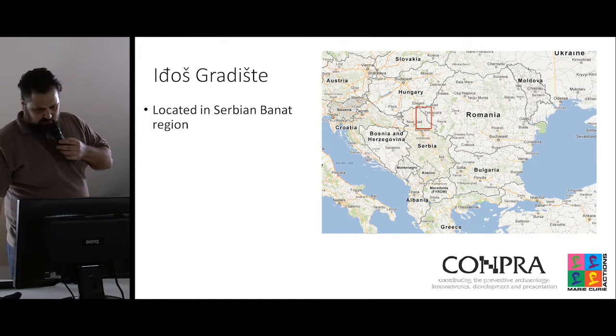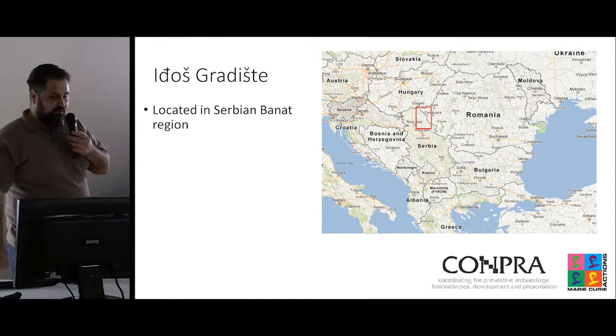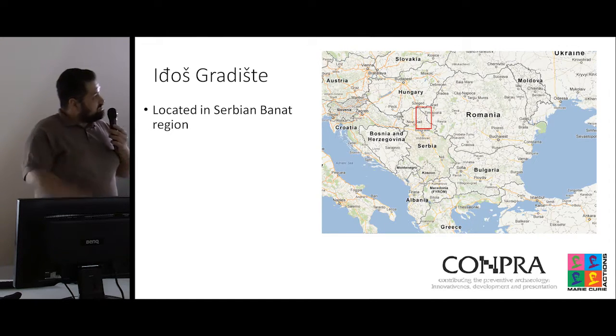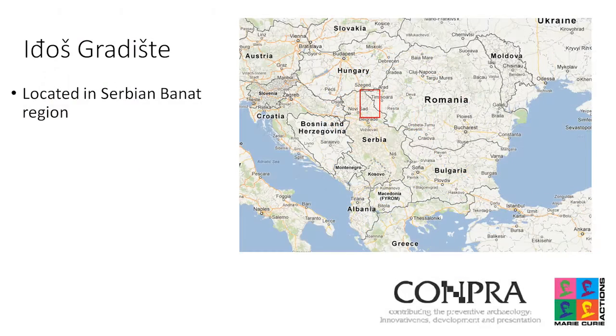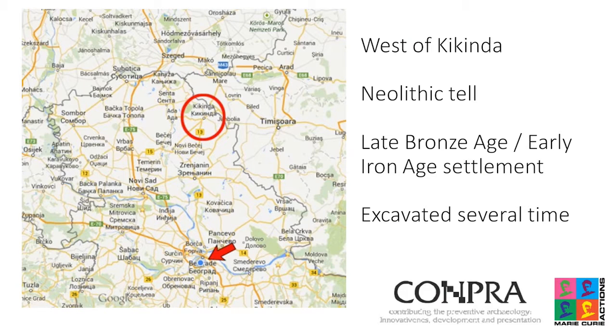Now I'm going to move to the site that we are excavating and show you a few examples of what we're dealing with. So Iđoš is found in northeast Serbia. This red rectangle is the area of Banat, and it's in its northeast corner, near the town of Kikinda. It's a Neolithic tell, but also a late Bronze Age and early Iron Age settlement. It was excavated several times over the last 100 years that it's known.